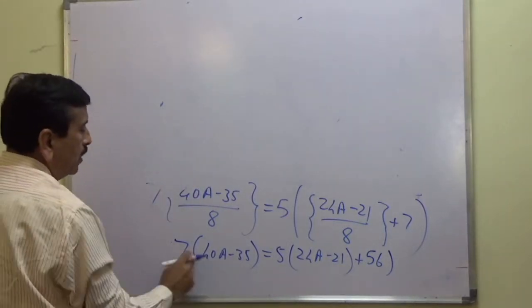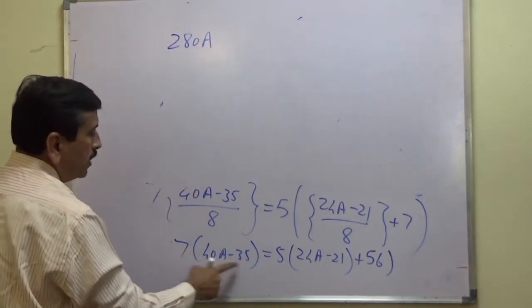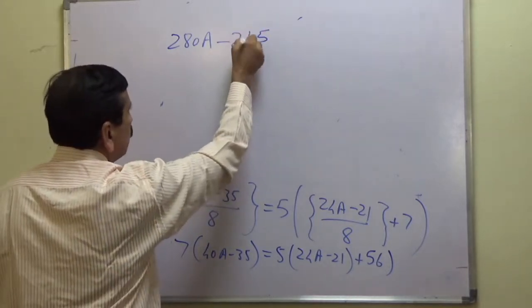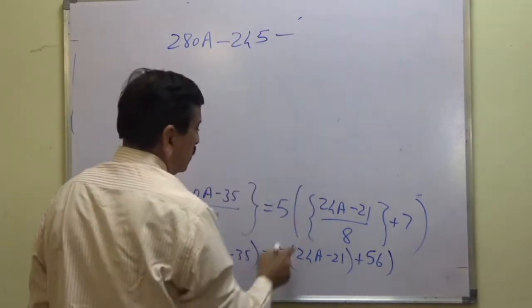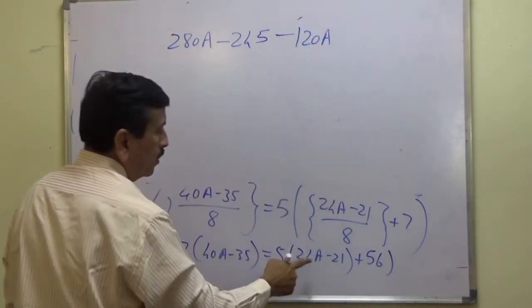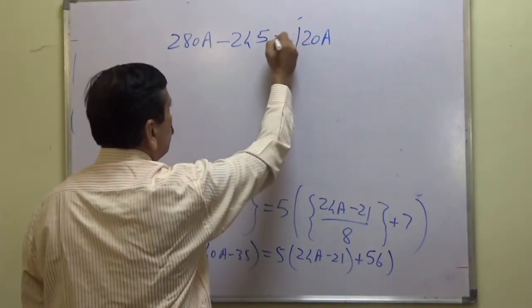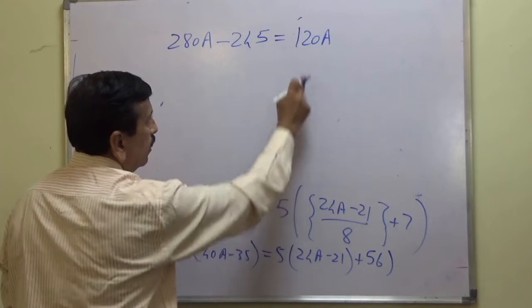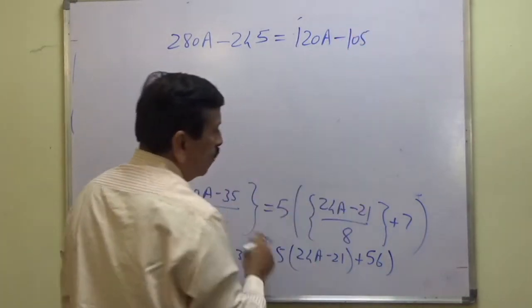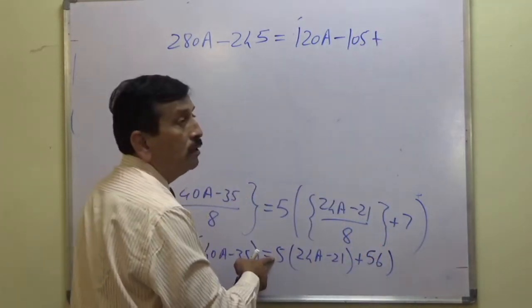Multiply this 7 into 40, 280. 7 into 35, 245 minus 5 into 24, this will be equal to 5 into 24A, 120A minus 21 into 5, 105 plus 56 into 5.